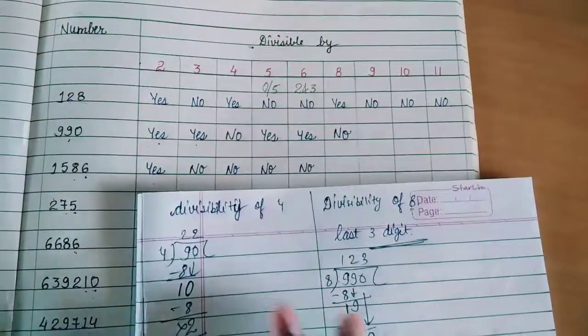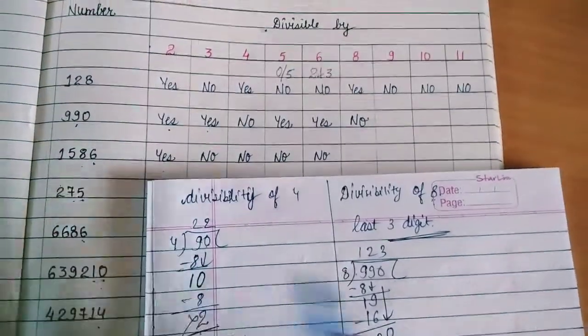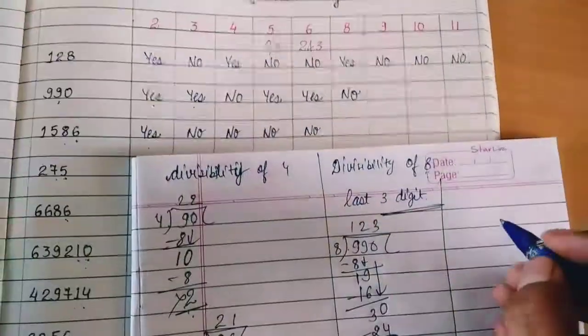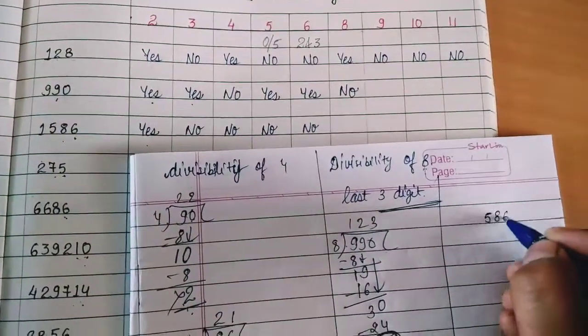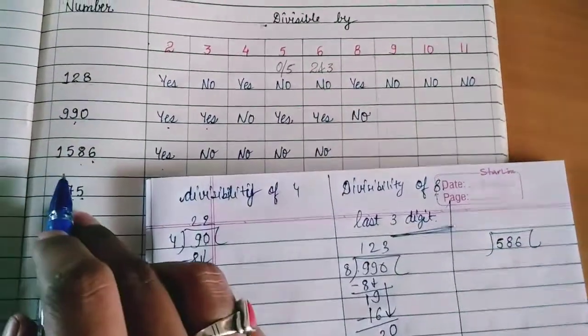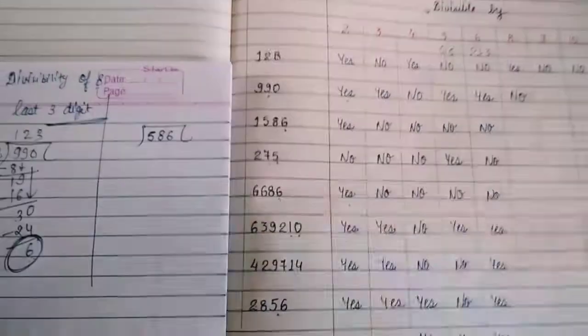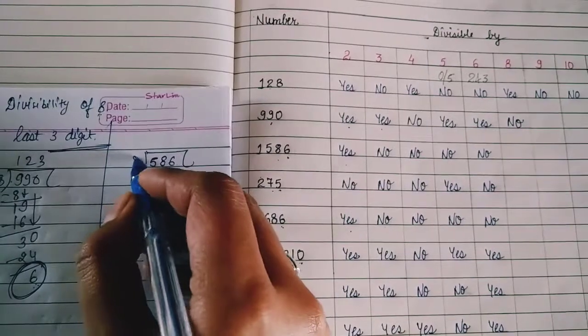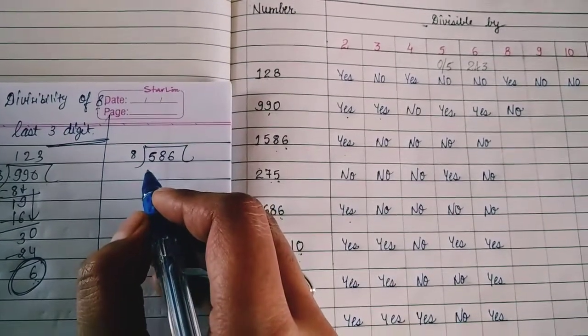Then we have 1586. Its last 3 digits are 586. We will check if the last 3 digits are divisible by 8. This number is divisible by 8?